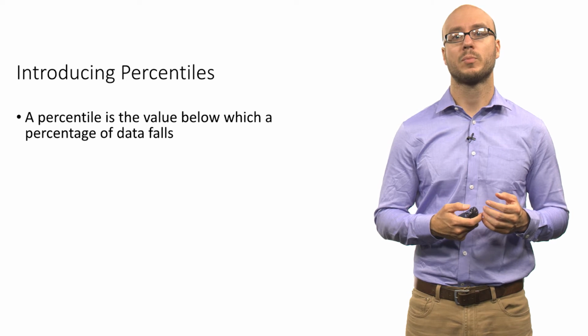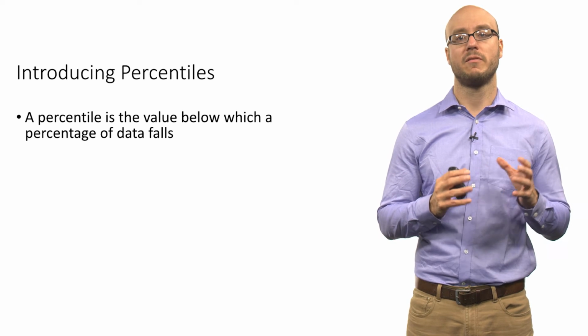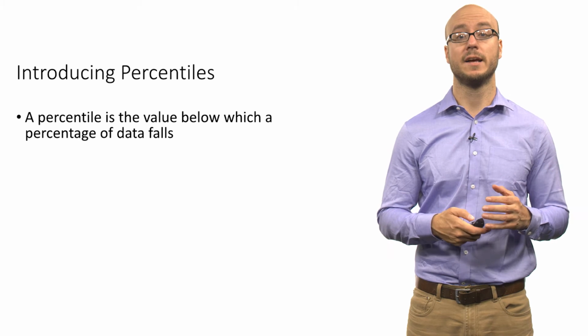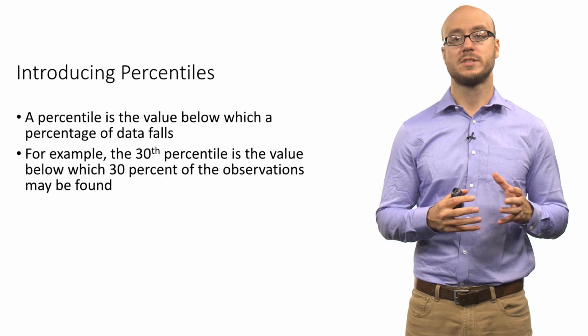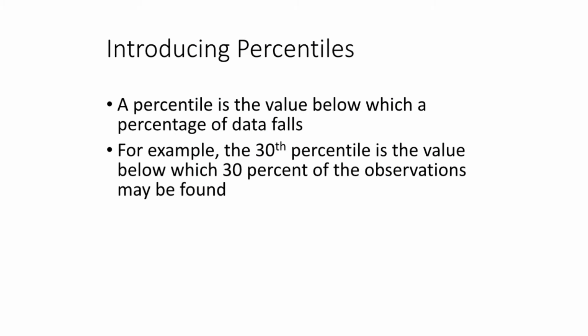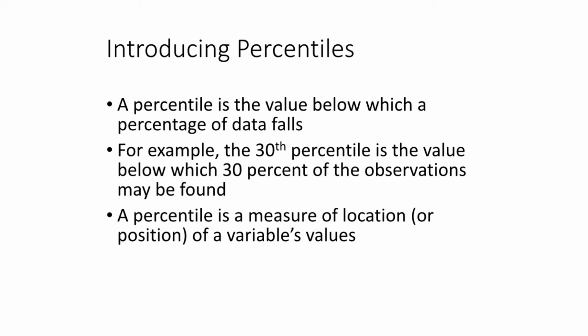In order to really locate other values in our distribution, we introduce the concept of percentiles. A percentile is simply the value below which a percentage of the data lies or falls. So for example, if people talk about the 30th percentile, that's the value below which 30% of the observations may be found. So 30th percentile, 30% of the observations lie below that. The 50th percentile, the median, 50% of the data lie below that value. That's simply what a percentile is. It's a measure of location or position of a variable's values.